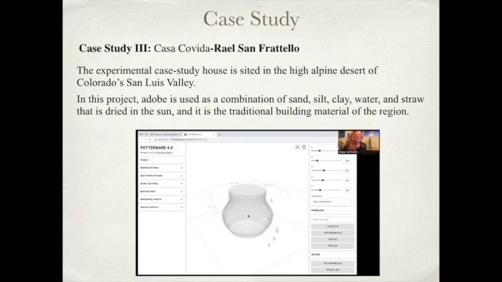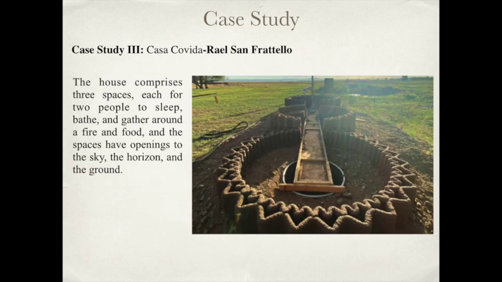The third case study is called Casa Covida by Rael San Fratello. This experimental case study house is designed and built in Colorado in San Luis Valley. In this project, adobe is used as a combination of sand, silt, clay, water, and straw that is dried in the sun, and it is a traditional building material of the region. The house comprises 3 spaces, each for 2 people to sleep, bathe, gather around a fire and food, and the spaces have openings to the sky, the horizon, and the ground.